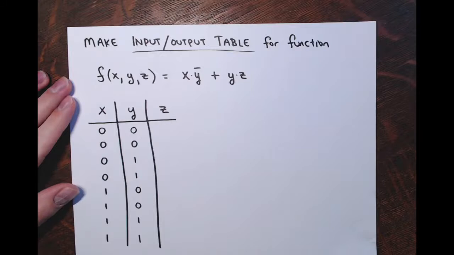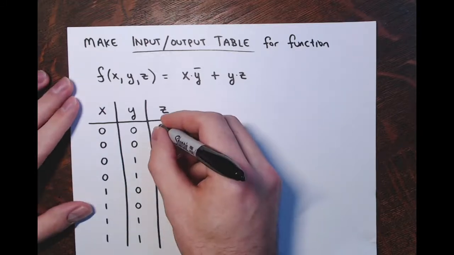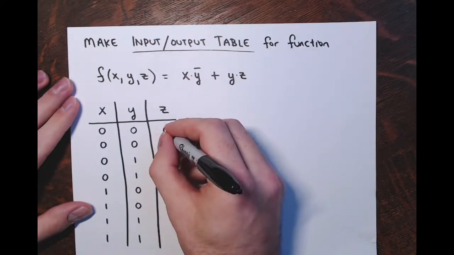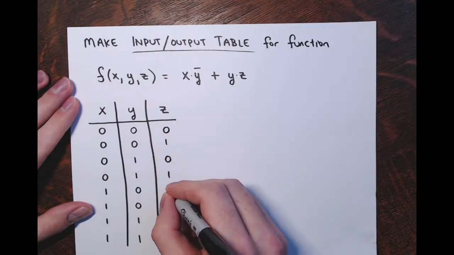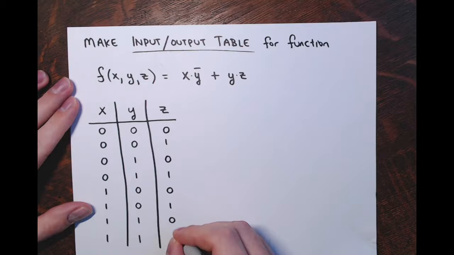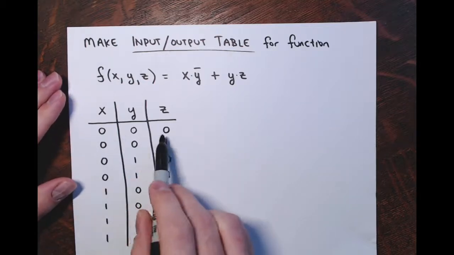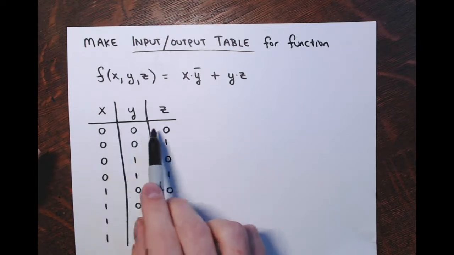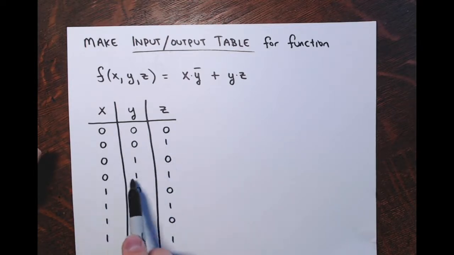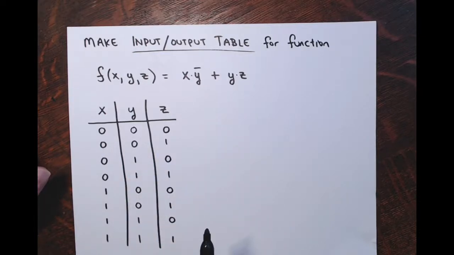And then break 2 in half and do 1. So just alternate every 1 for the z column. 0, then 1, then 0, then 1, 0, then 1, 0, then 1. And there, this is all 8 bit strings of length 3: 000, 001, 010, 011, 100, and so on. All 8 possible inputs when my variables x, y, and z can take on the value 0 or 1.